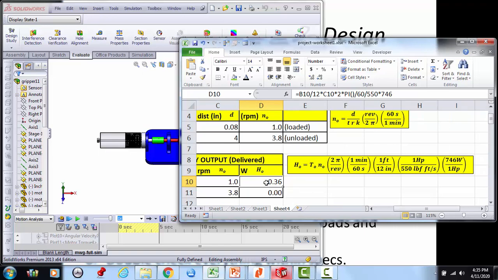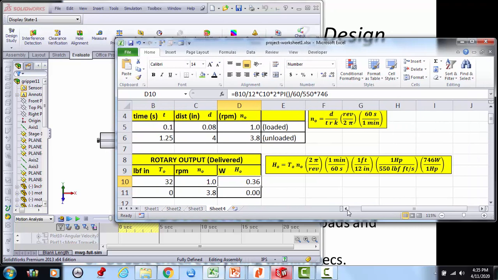If you take a look at this one, for example, I've got B10, which is the output torque, times C10, which is the RPM, divided by 12 to get it into foot-pounds. Then I multiply by 2 pi to get it into radians, and I'm dividing by 60 to get it into seconds. That's going to be foot-pounds per second, so I divide by 550 to get it into horsepower, and multiply by 746 to get it into watts.